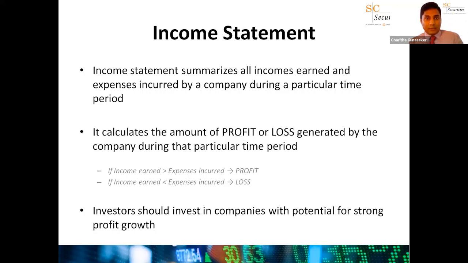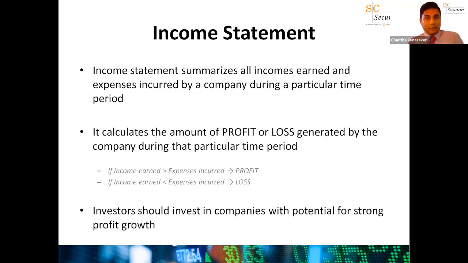So the income statement is predominantly concentrating on the incomes earned and the expenses incurred by an organization within a particular time period. To make things simpler, we'll say for a particular year, financial year 2020, what are the incomes that have been earned by that company and what are the expenses that have been incurred by that company.